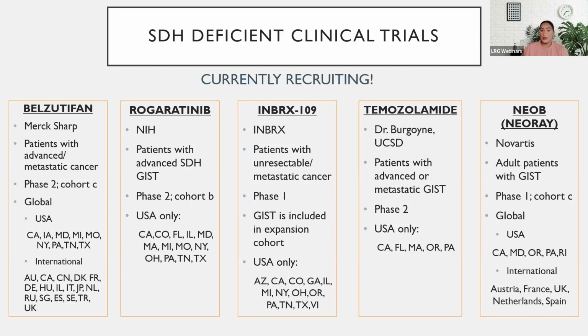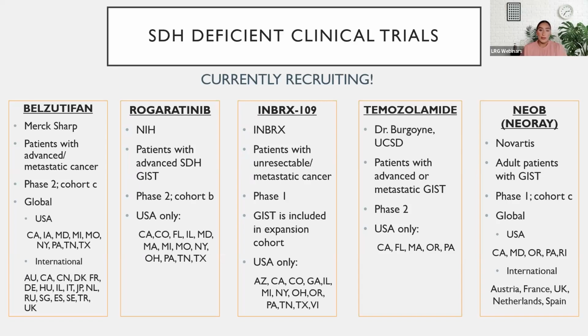Within the United States, there are trials in California, Iowa, Maryland, Michigan, Missouri, New York, Pennsylvania, Tennessee, and Texas. Internationally, there are sites in Australia, Canada, China, Denmark, France, Germany, Hungary, Israel, Italy, Japan, Netherlands, Russia, Singapore, Spain, Sweden, Turkey, and UK. There are so many trial sites, and it is amazing to see that many for an SDH deficient clinical trial.